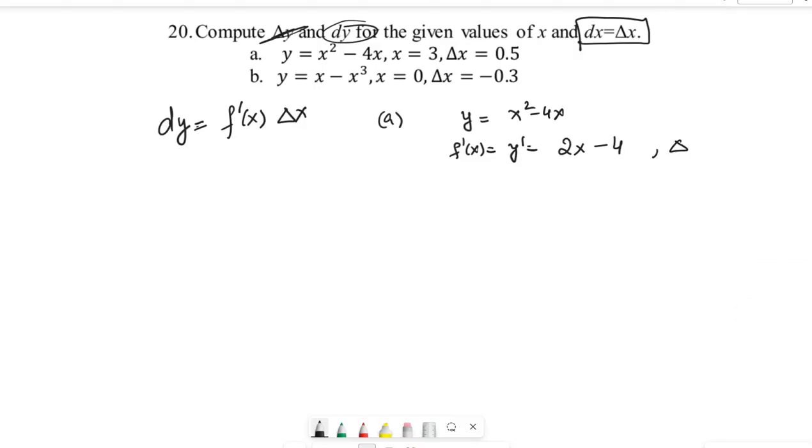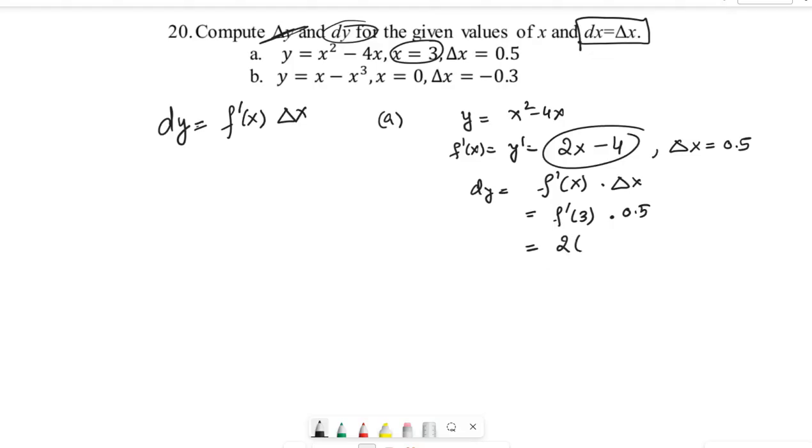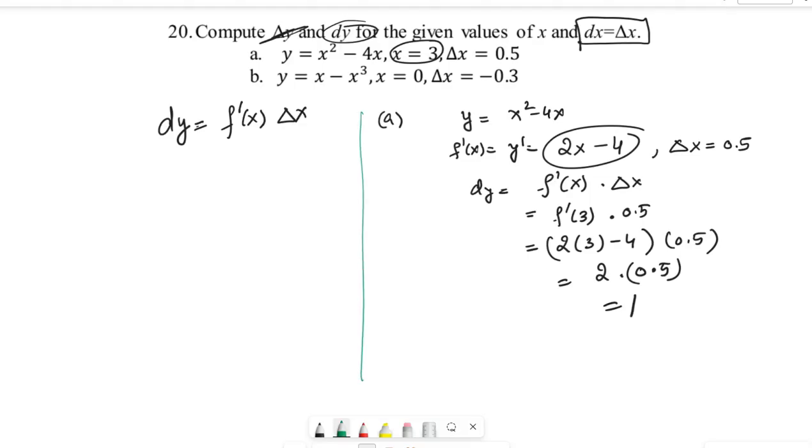And delta x is given to be 0.5. So dy here should be f prime x times delta x. X is given as 3. So basically f prime of 3 times 0.5. F prime of 3 can be found using this function: 2 times 3 minus 4, times 0.5. 2 times 3 is 6, minus 4 is 2, times 0.5. If you multiply them, you will get 1.